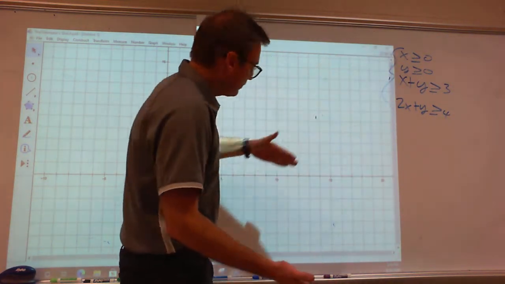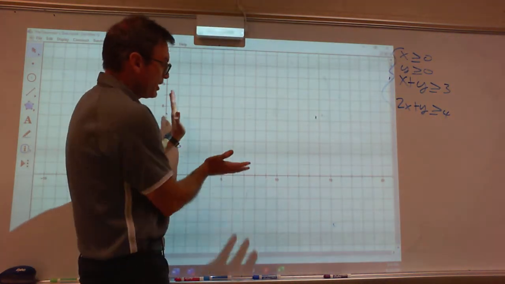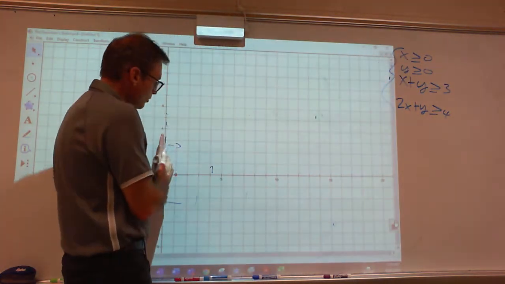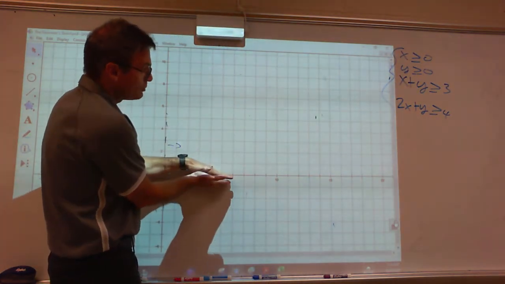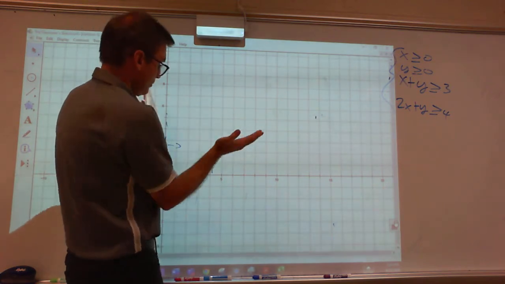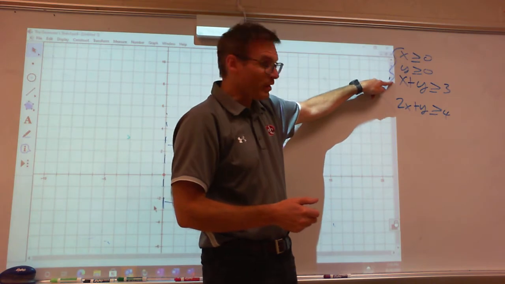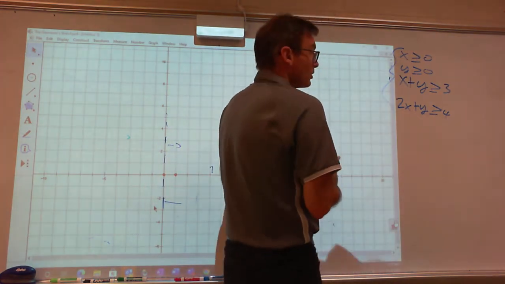And I talked about that earlier, meaning that's basically just saying you're looking in the first quadrant. X greater than 0 means we're on the right half, y greater than 0, we're on the top half. So now I've got this part. As far as graphing this goes, I don't like the way this looks, so I'm going to change it.